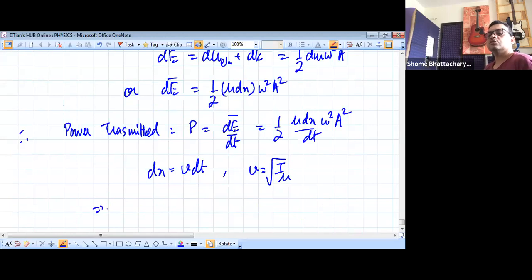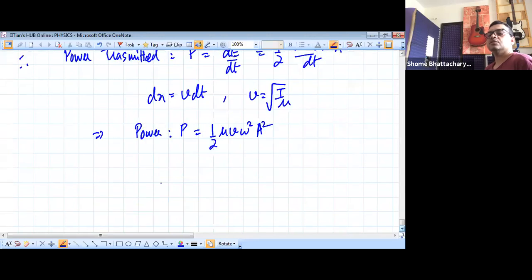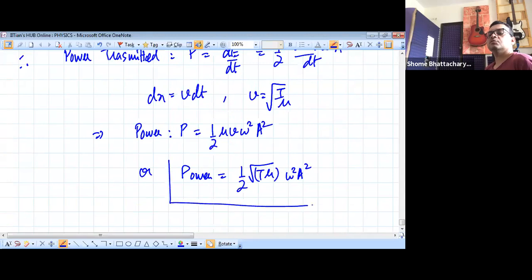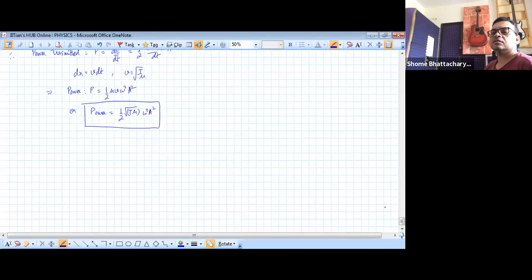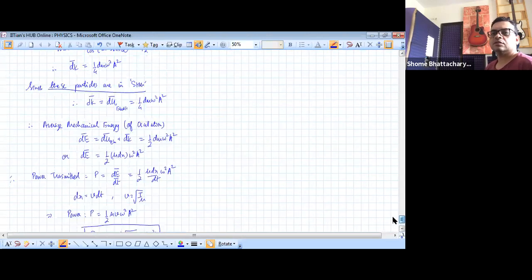So that's how the power is becoming half mu v omega square e square, or more precisely, you can write it as square root of T mu into omega square e square, because remember that v is equal to square root of T by mu. So that cos square function's average value is half. That I will show you by integration again. But you can understand that whatever that average value, the proportionality will be like this only.